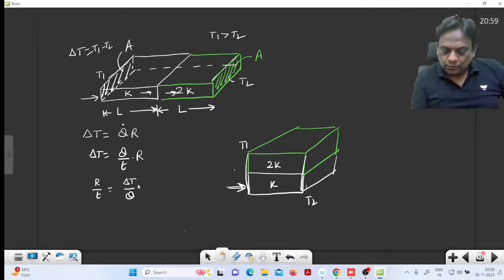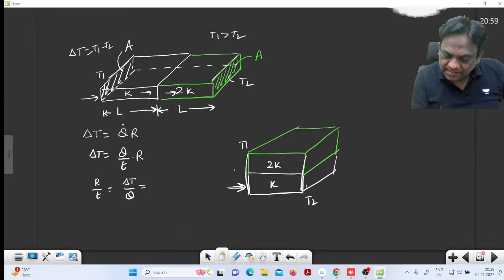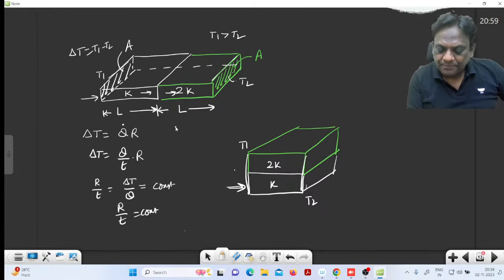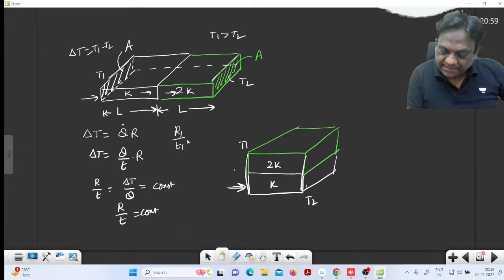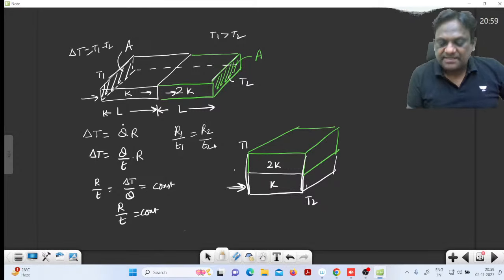Very good, sirs. तो क्या मैं लिखूंगा? Delta T is constant in the first case and second case, Q is constant. तो I write resistance by time is equal to constant. इसका मतलब ये हो गया. So R1 by t1, total resistance in the first case by time in the first case, is equal to total resistance in the second case by time in the second case.